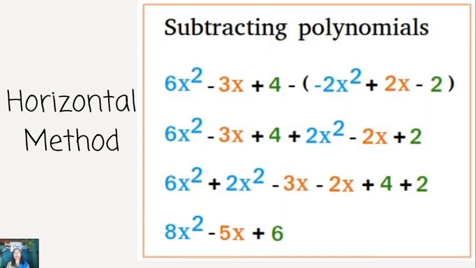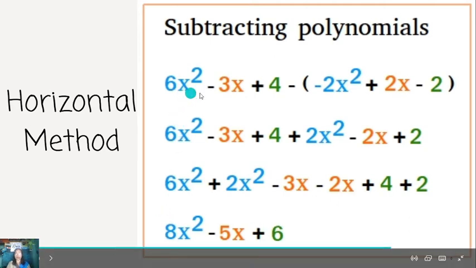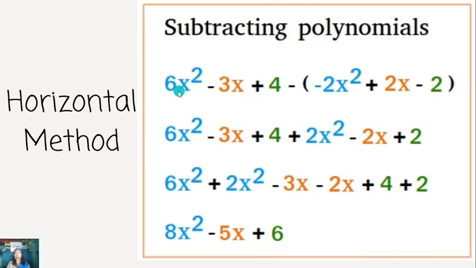So, subtracting polynomials horizontally. What is subtraction? Subtraction is the difference, or the reverse, of addition. So we are still going to add, but we first need to get the reverse. Taking a look at the horizontal method, we are going to subtract this whole polynomial. So when you subtract, again, you take the reverse.